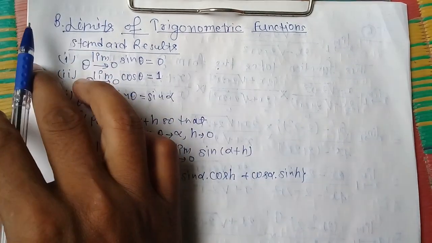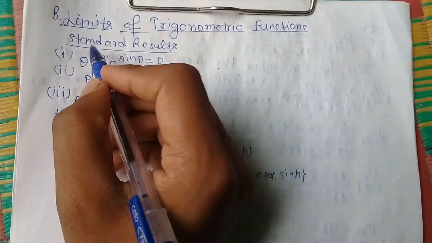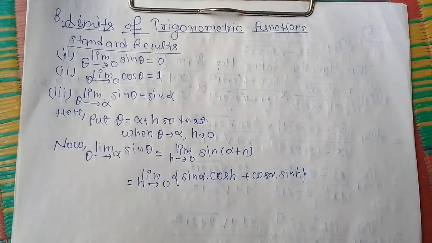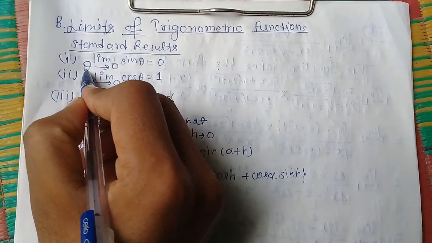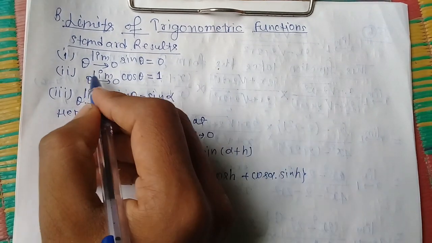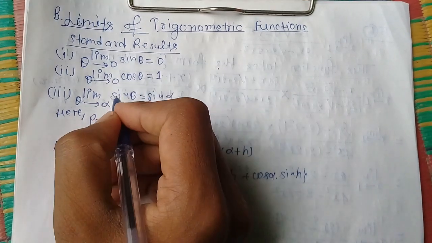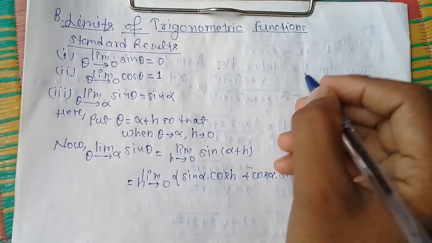Now the next topic is limits of trigonometric functions. Standard results. What are the standard results? Limit theta tends to 0 of sin theta is equal to 0. Limit theta tends to 0 of cos theta is equal to 1. So what is happening here?